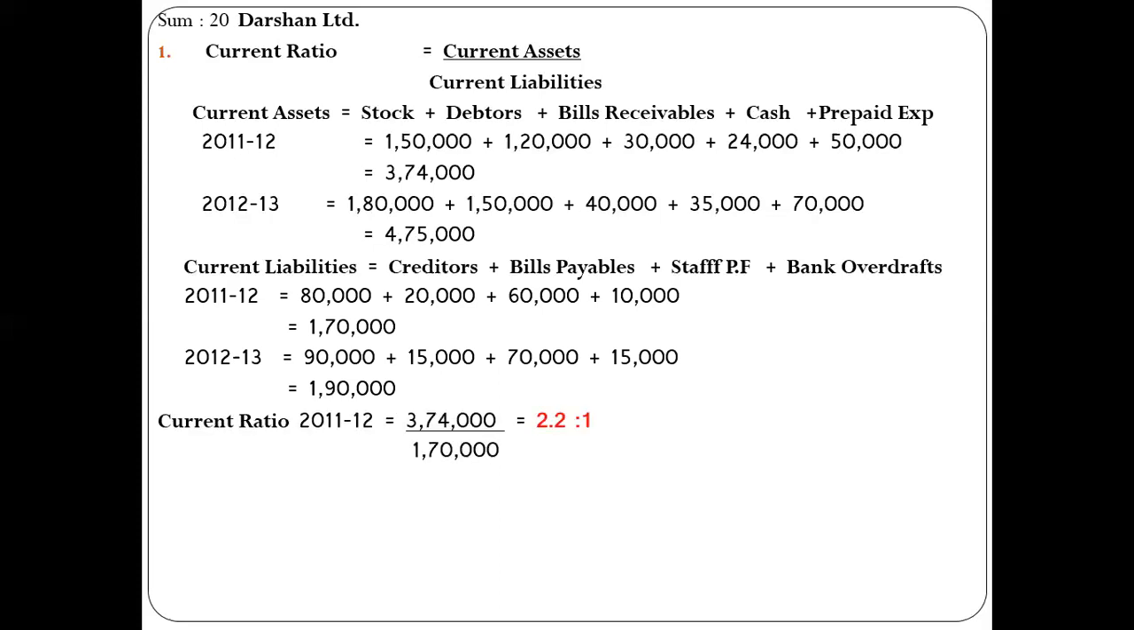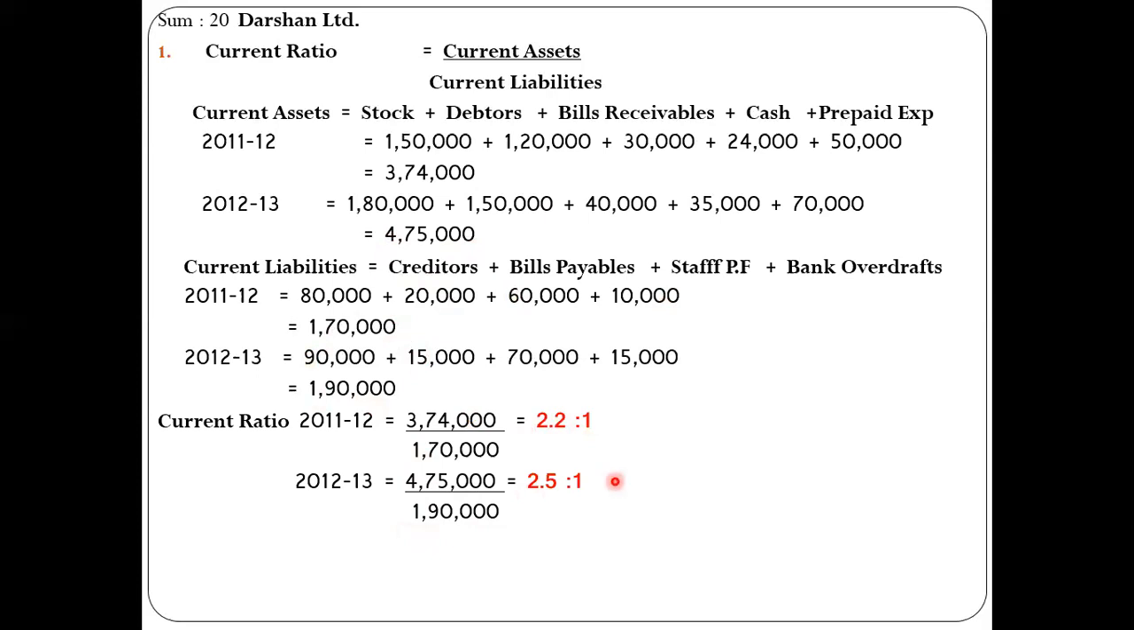Now we have both the amounts, current assets and current liabilities. So we will divide current assets by current liabilities. We will divide 3,74,000 by 1,70,000. So we get the answer 2.2 to 1. In 2012-13, our current assets are 4,75,000 and our current liabilities are 1,90,000. So we will divide 4,75,000 by 1,90,000. So we get the answer 2.5 to 1.